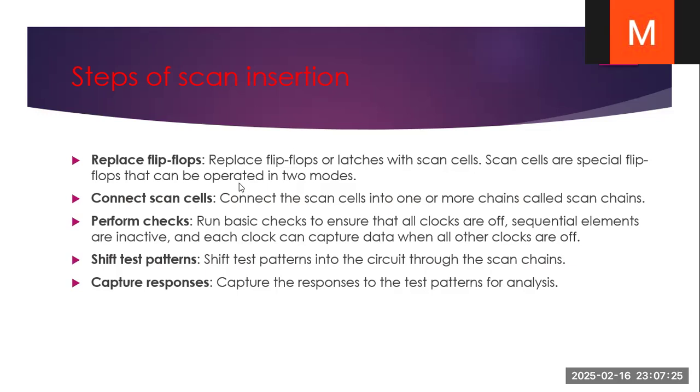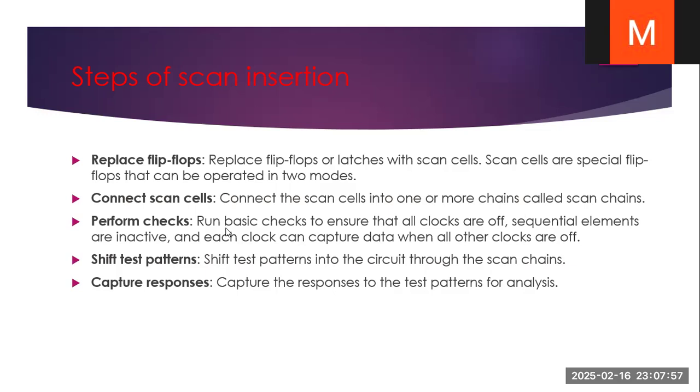Actually, this can be controlled with the help of the test mode signal. We'll go in depth and come to know that. As of now, you will remember it like that. Next one is connect the scan cells. How to connect the scan cells? The output of one scan cell is connected to the input of another scan cell to make a scan chain. So connecting the scan cells into one or more chains gives us the scan chains.